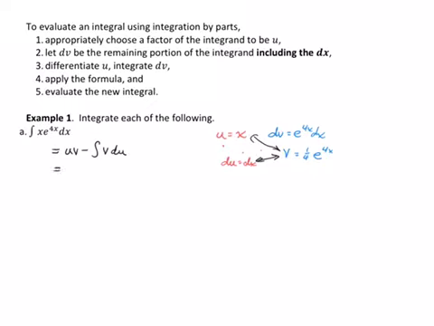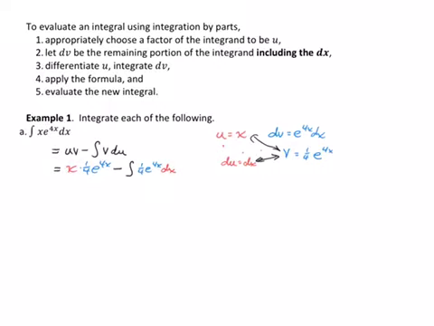So u, we said, was just simply x. V is 1/4 e to the 4x. And then we subtract the integral of v, which again is 1/4 e to the 4x, multiplied by du, which is dx. So you need to keep those dx's there. There's a history of students not doing that, so keep those there. Because they're, no pun intended, an integral part of integrals.